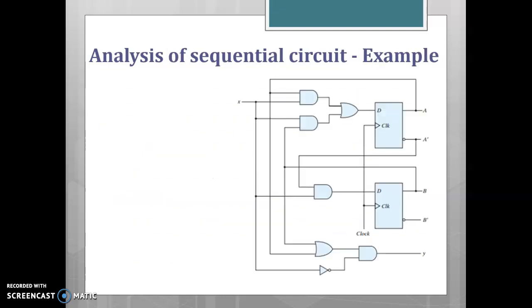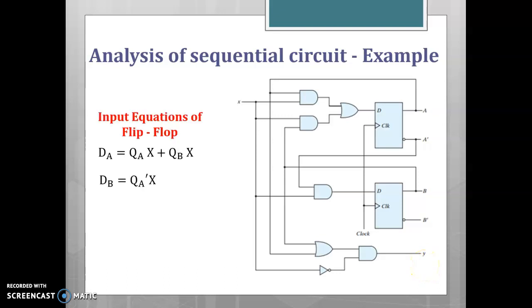So consider the sequential circuit shown in the figure. The circuit consists of two flip-flops A and B. The input of the first flip-flop is DA and the output is QA bar. The input of the second flip-flop is DB and the output is QB bar. X is the input of the sequential circuit and Y is the output of the sequential circuit.